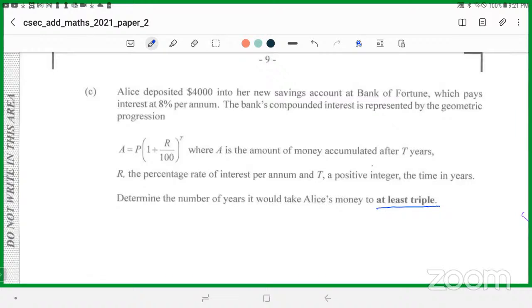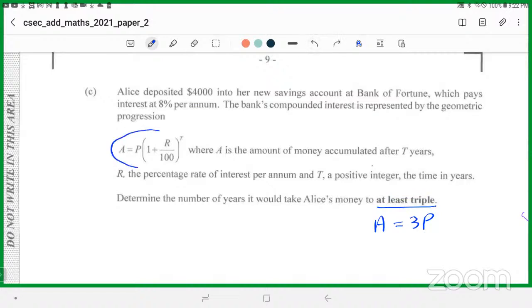When her money triples, it means that the amount accumulated is now 3 times the principal amount. That's what it means. The amount accumulated, the A, becomes 3 times the principal. That's what I mean by our money triples. So this becomes 12,000 or more. We're going to find the time when it triples, which is basically solving this equation. So the A here becomes 3P.